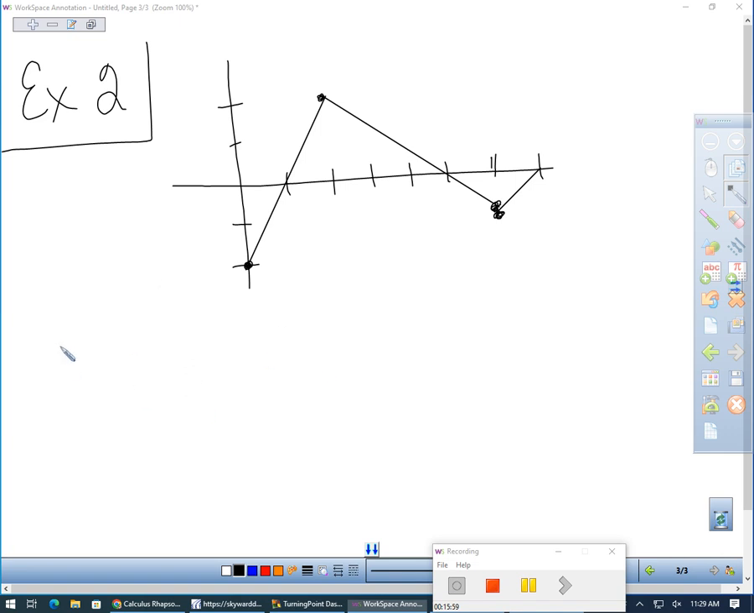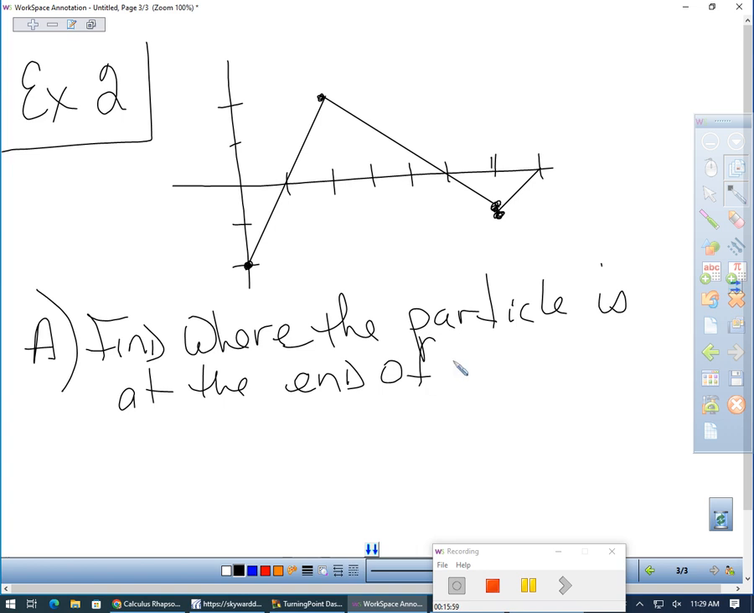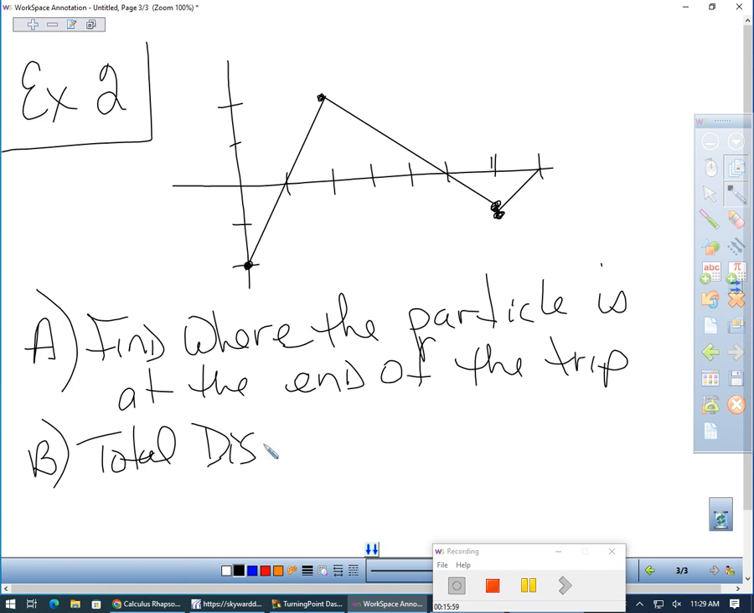All right, so we're going to do a couple things here. Part A, I want you to find where the particle is at the end of the trip. And then part B, we're going to talk about the total distance traveled.